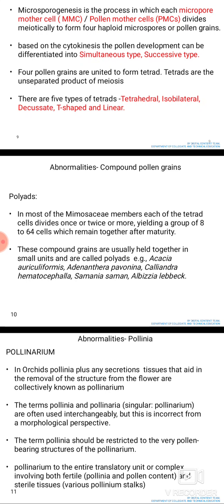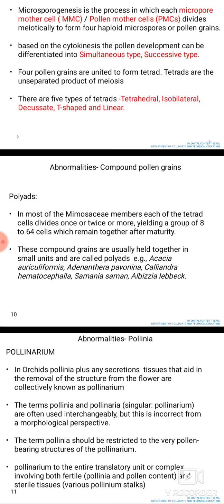Another type of abnormality which is seen in plants is in the members of Asclepiadaceae. Here we call it pollinia, and we also come across this in Orchidaceae members. In orchids, the pollen-bearing tissue that aids in the removal of structure from the flower is collectively known as pollinia.